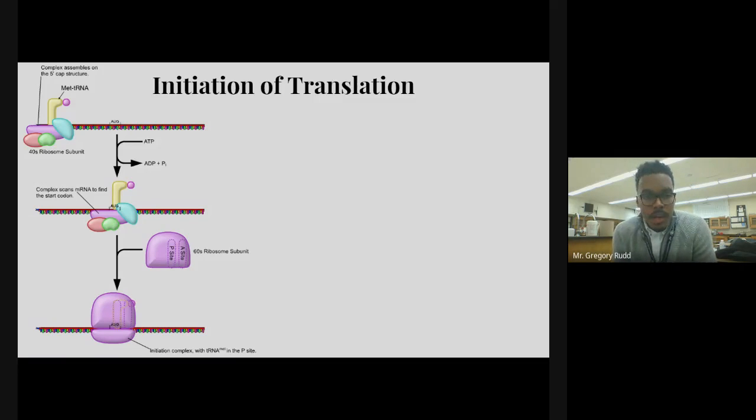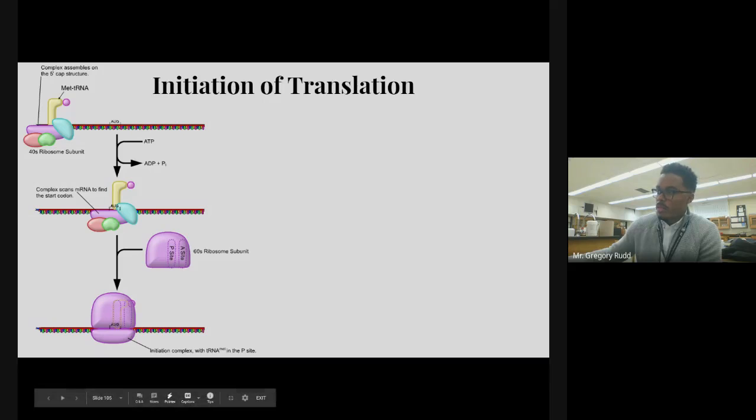So here we can see this process. We see ATP is a part of the process. The large purple thing is the ribosome. One thing that we do need to note in AP Biology is that the ribosome is really made up of two parts. There is the small subunit.